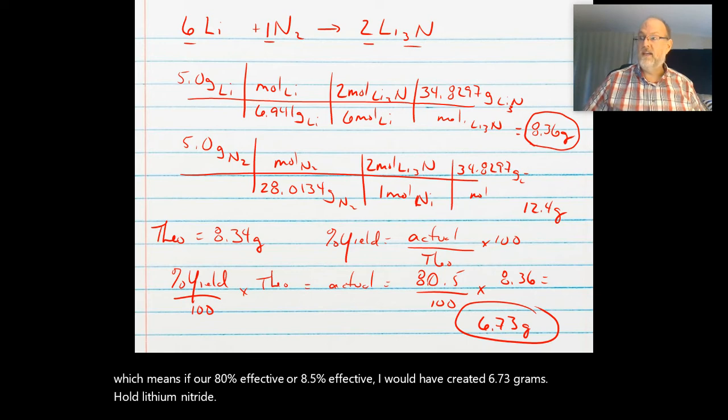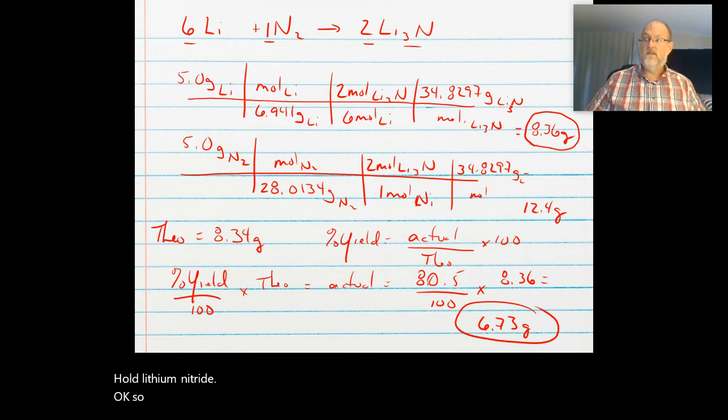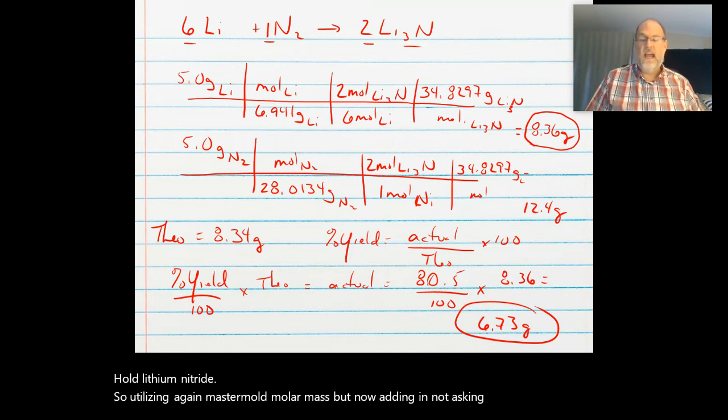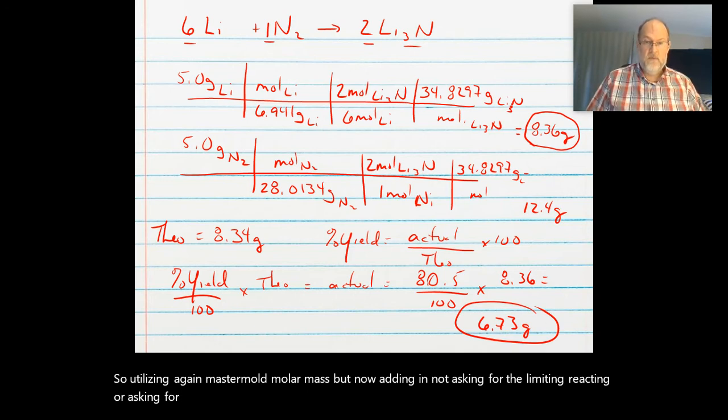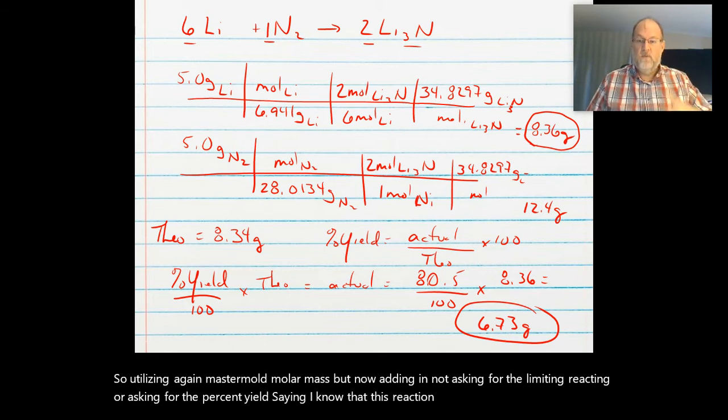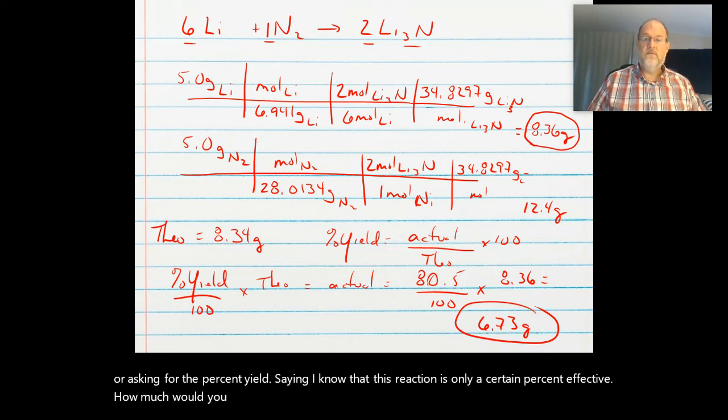Okay, so utilizing, again, mass to mole to mass, but now adding in, not asking for the limiting reactant or asking for the percent yield, saying, I know that this reaction is only a certain percent effective. How much would you make if it was 80% effective?